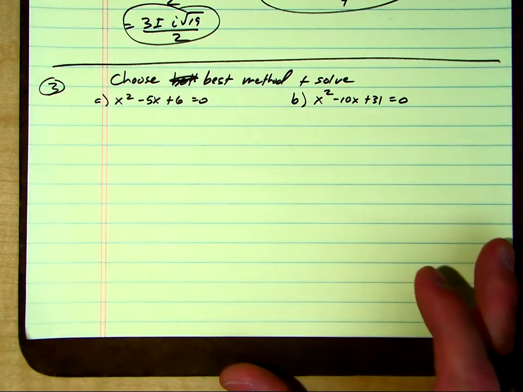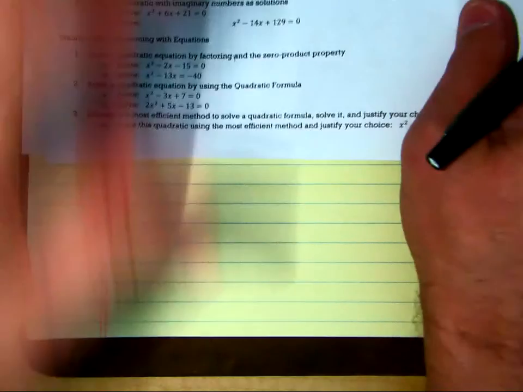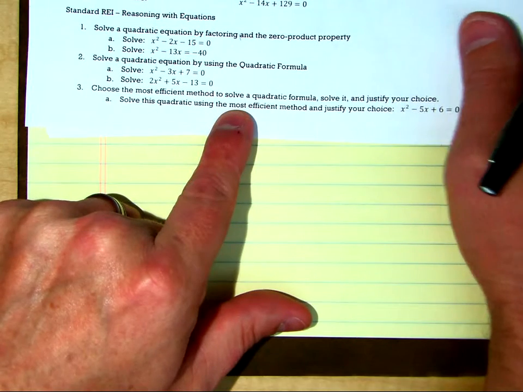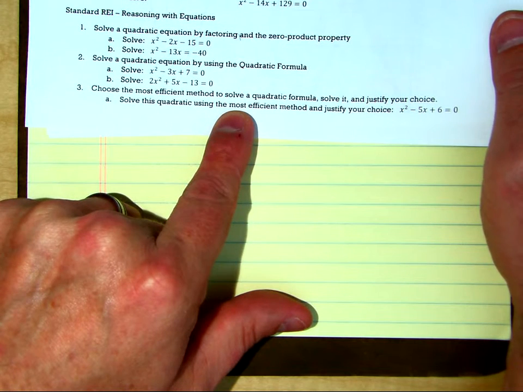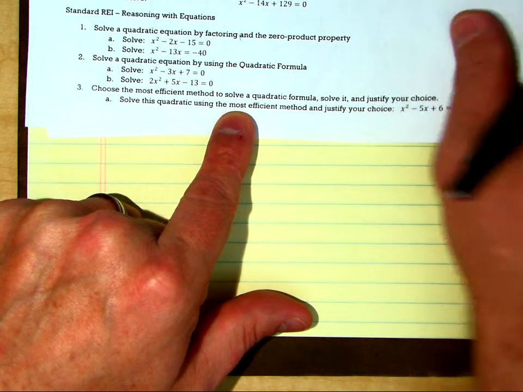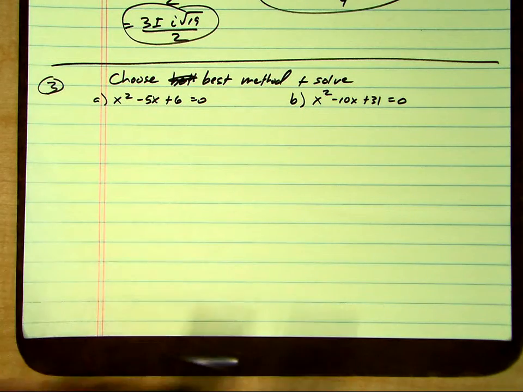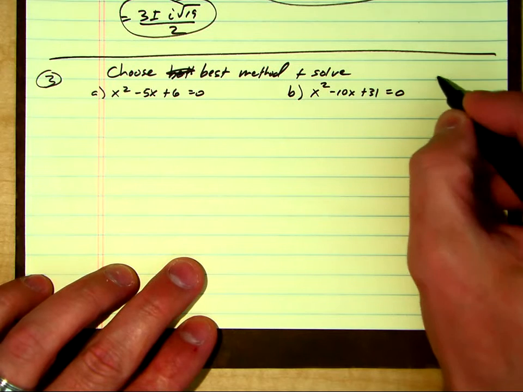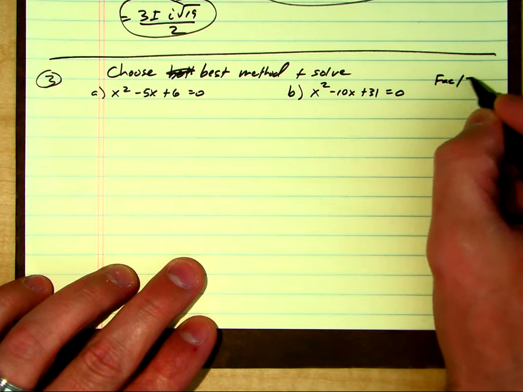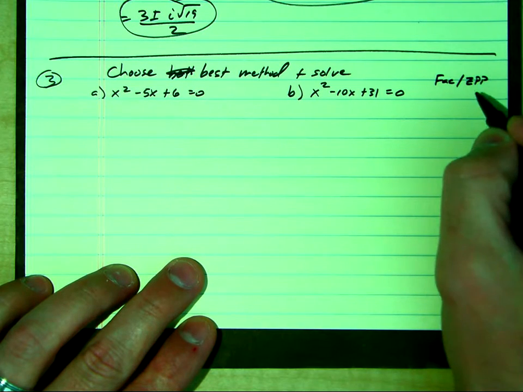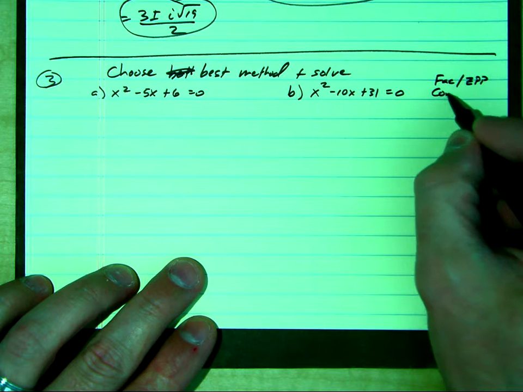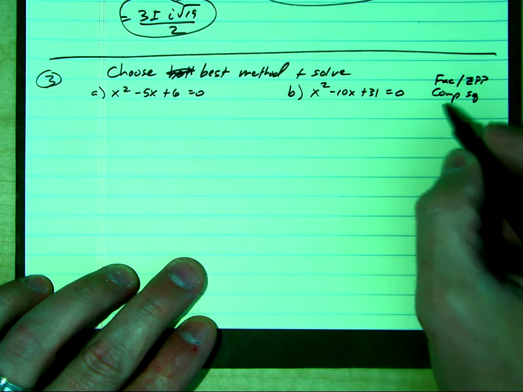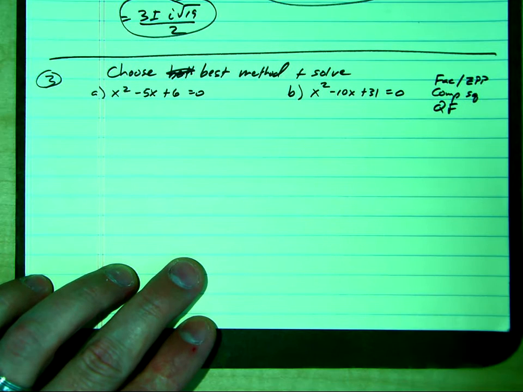So question number 3, the concept number 3, the instructions are: choose the most efficient method to solve and justify your choice, and then solve the equation. So it's kind of a multi-tiered type of question. You guys have to remember there's 3 basic ways that you've been taught how to solve quadratics. First is factor and then zero product property. I think that's the easiest. Second is to complete the square. And then last, I think the hardest, the most difficult computationally, is the quadratic formula.